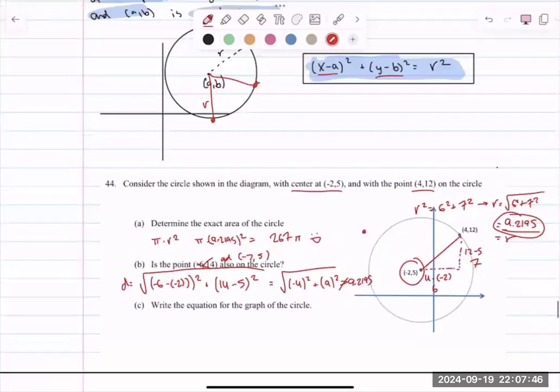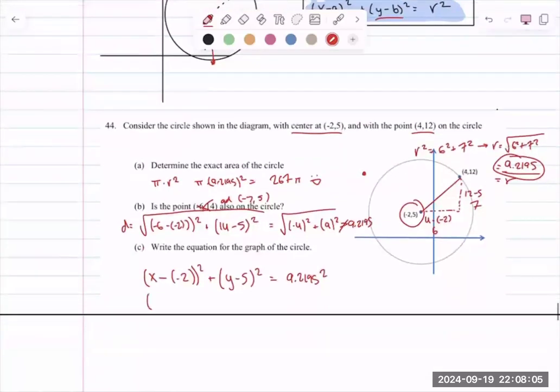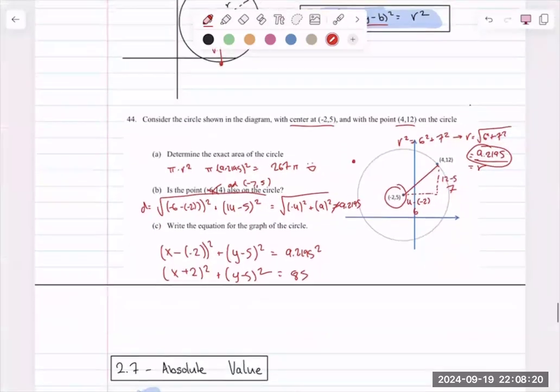And so going back to this equation we had here, what is the graph of our circle? An equation for our graph? Well, that's x minus our x center point. So x minus -2, quantity squared, plus y minus 5, quantity squared, is our radius squared. So 9.2195 all squared. Or in other words, x plus 2 squared plus y minus 5 squared equals, if we would actually calculate it out, that is equal to 85. Okay.